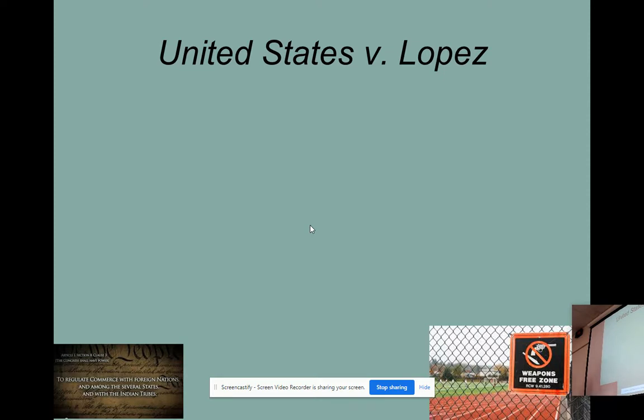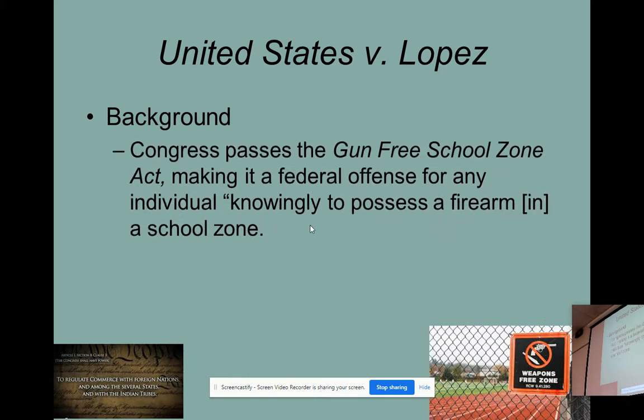Has upheld the Commerce Clause as a power of Congress to limit certain activities. If we go through the background, you might want to write this down. You definitely want to write this down. So I would take out your notes and write this down. These are the background and facts of the case. It all revolves around the Gun-Free School Zone Act, passed in 1990.